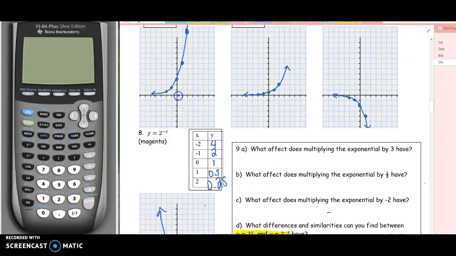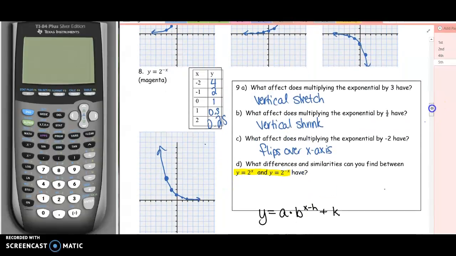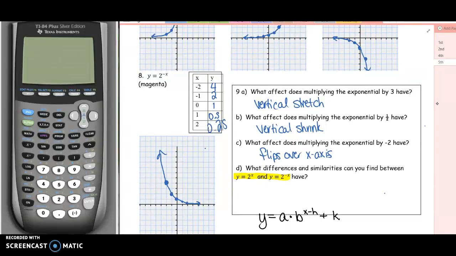Multiplying by 3, like in this graph, stretches it. So this is a vertical stretch. It makes the y values increase a lot faster. In B, multiplying by 1/2 is a vertical shrink. It makes the y values increase more slowly. Multiplying by a -2 flips the graph over the x-axis. And then for D, the differences and similarities between 2 to the x and 2 to the -x. A negative in the exponent flips the graph over the y-axis.